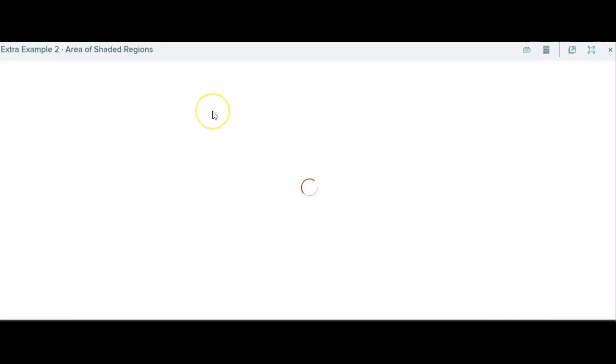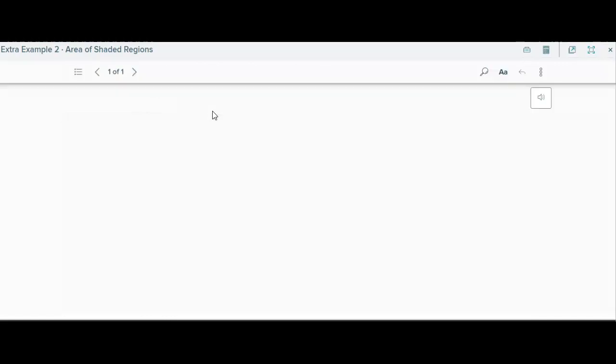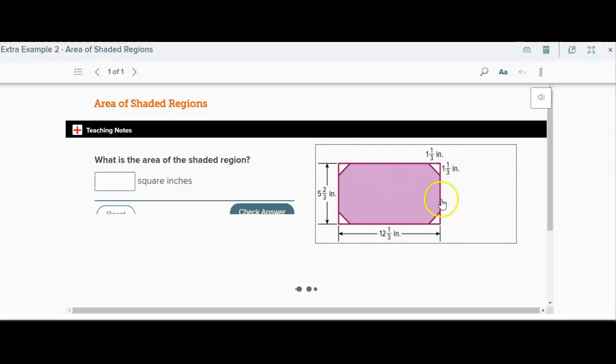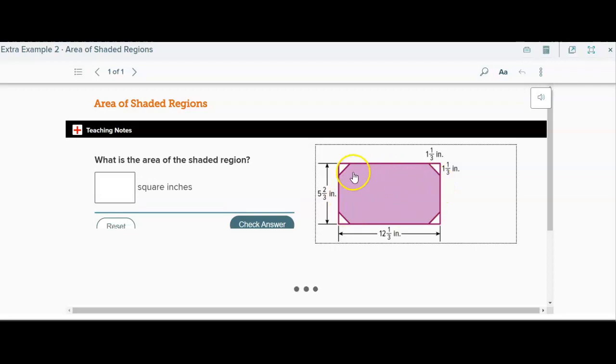Okay, so let's look at another example. This one is not in your book, but you can write this down on the sides. This one's a little tricky here. We have the area of the shaded region, which is this pinkish purplish color, I guess.